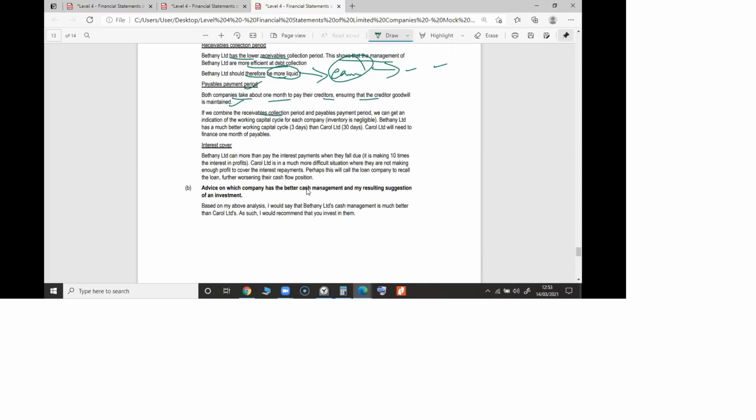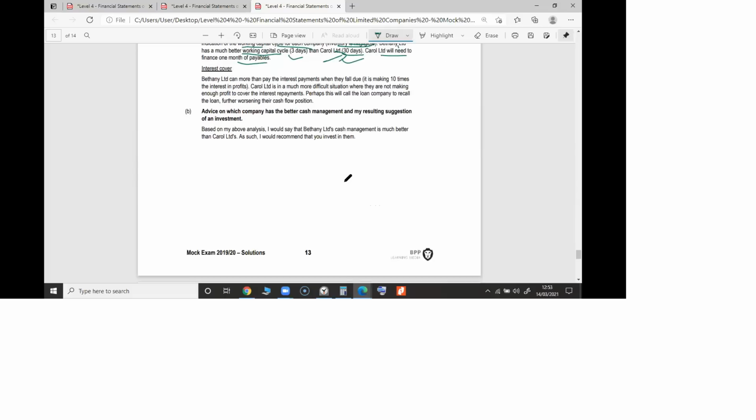If we combine the receivables collection period and payables period, we can get an indication of the working capital cycle. Yeah, you can bring that in here. Because the inventory is negligible, we don't talk about it. Bethany has much better working capital cycle, 3 days, whereas Carol's has 30 days. Carol Limited will need to finance 1 month of payables. You see, Carol is not getting money quickly from the receivables. That's why working capital cycle is not good for Carol.